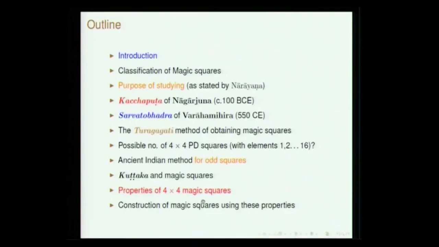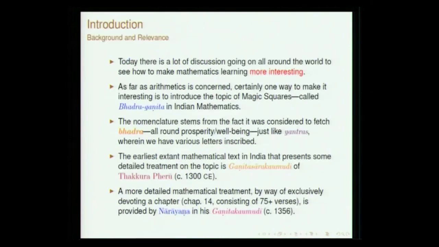Then the relation between kutaka and magic squares, then we will see some of the properties of 4x4 magic squares, and then we will see how from these properties one can construct magic squares elegantly. So this is how we will progress. As I was mentioning, magic squares is a very interesting topic, particularly children will definitely enjoy it, and unfortunately it is not a part of the current curriculum.